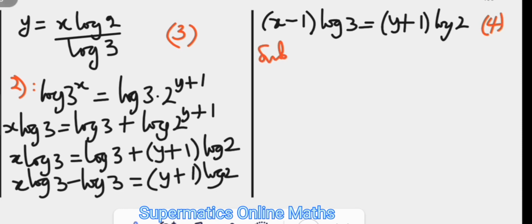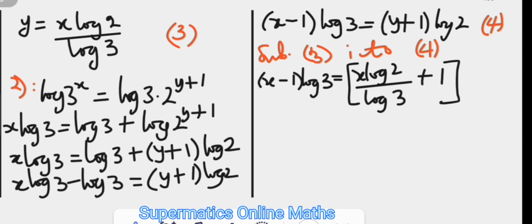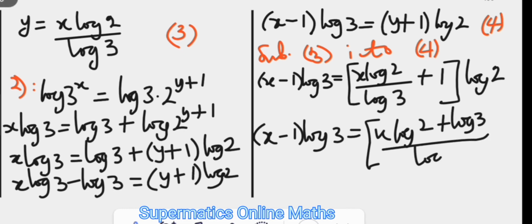Now we are going to substitute the value of y from equation 3 into equation 4. Equation 4 thus becomes x minus 1 log 3 equals, in the place of y, we use x log 2 over log 3 plus 1, since we have y plus 1, then log 2. Using LCM, which is log 3, on the right hand side, the equation becomes x minus 1 log 3 on the left, and on the right we shall be having x log 2 plus log 3 over log 3, and that times log 2.